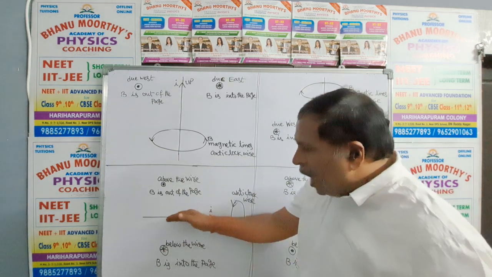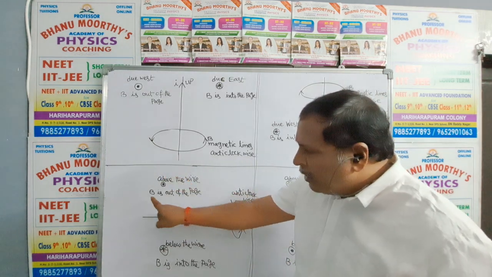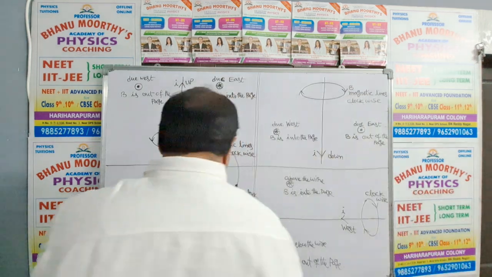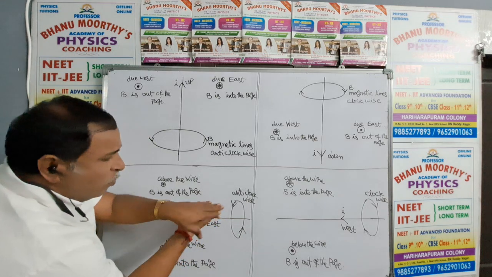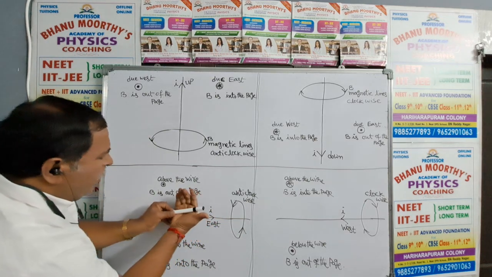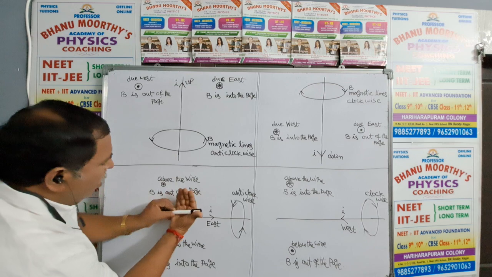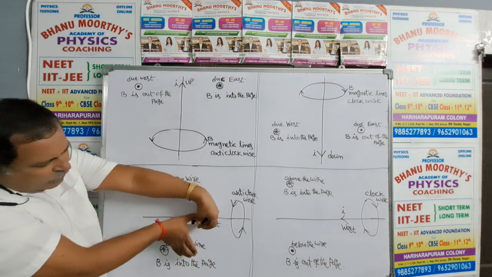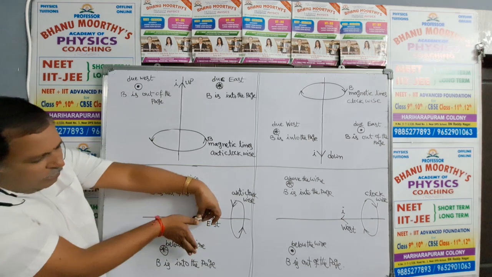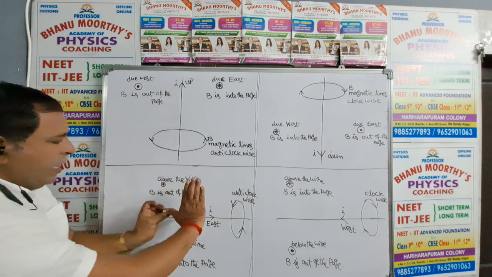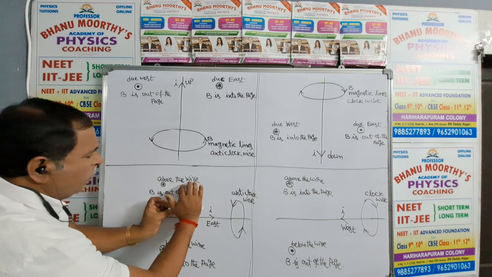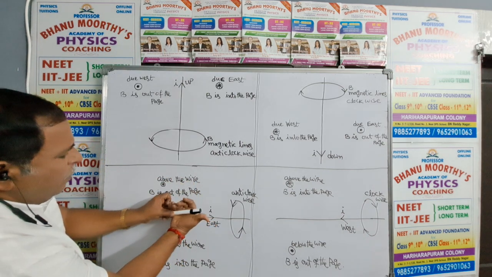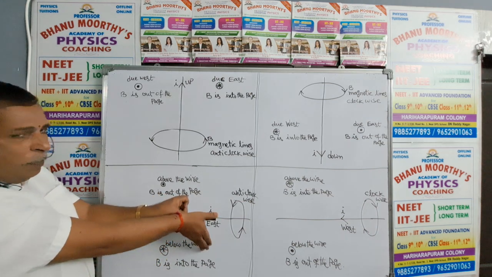Next, above this wire, the magnetic induction is out of the page, because you see this one, the current direction is the thumb. This is the thumb rule, and the remaining four fingers above this wire are out of the paper. And at the same time, below, these fingers are into the paper. See here, this is out of the paper and this is into the paper.